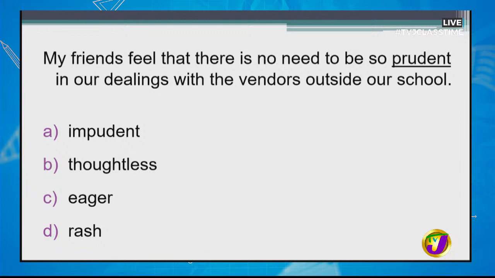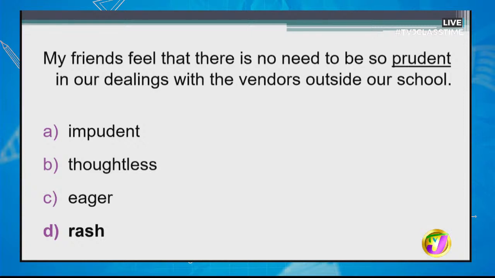Ready? Here we go. Rash. So the opposite of being prudent is to be rash. When you're prudent, you're level-headed. You think about all the different moving parts. So you consider everything. And yes, you have thoughtless up there.